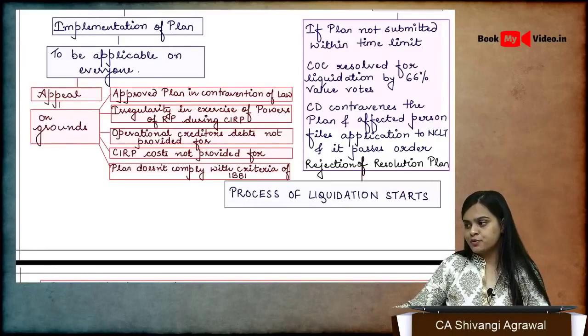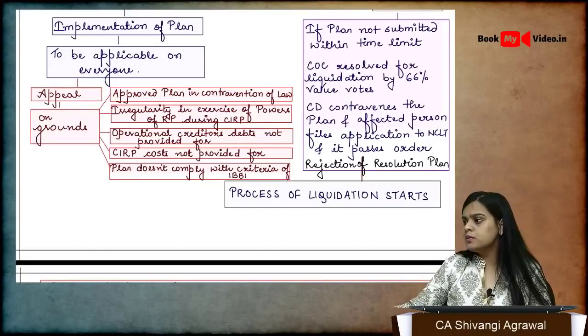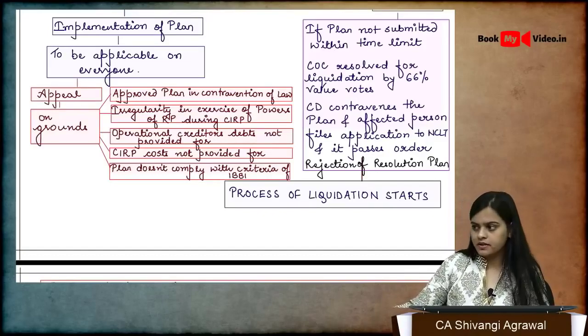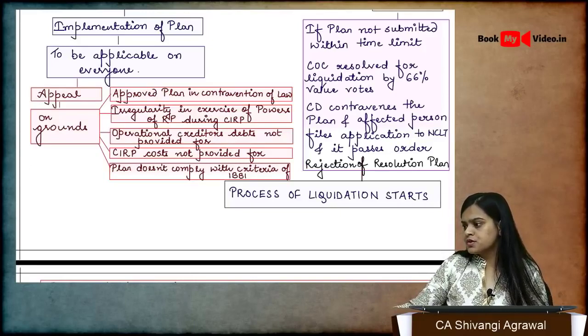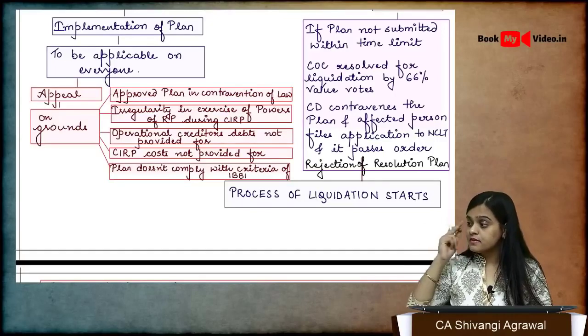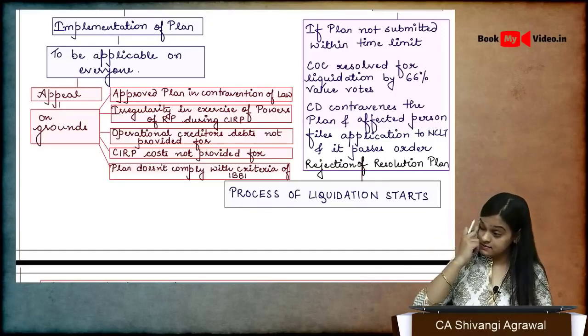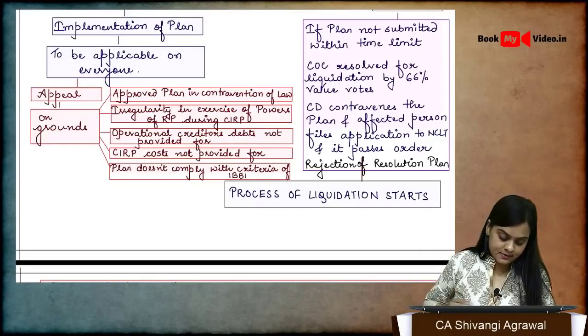So the plan, if approved, is going to be applicable to the corporate debtor, its employees, the members, creditors, guarantors, all the stakeholders, and even government or any local authority which is involved. The moratorium comes to an end, and the resolution plan is going to be implemented. Clear? I think so far the things are clear.